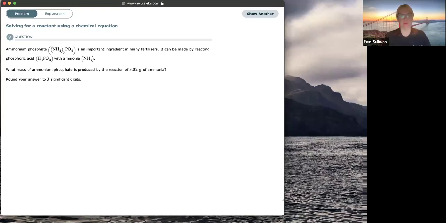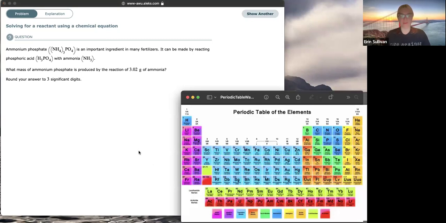Okay, so this is the real deal. If we can do this, everything else is going to be great. Because if we can convert from a mass of a reactant or product to a mass of another reactant or product, that is going to solve a lot of chemistry problems for you. And it's one of the real key skills that you need to be able to take from this course.